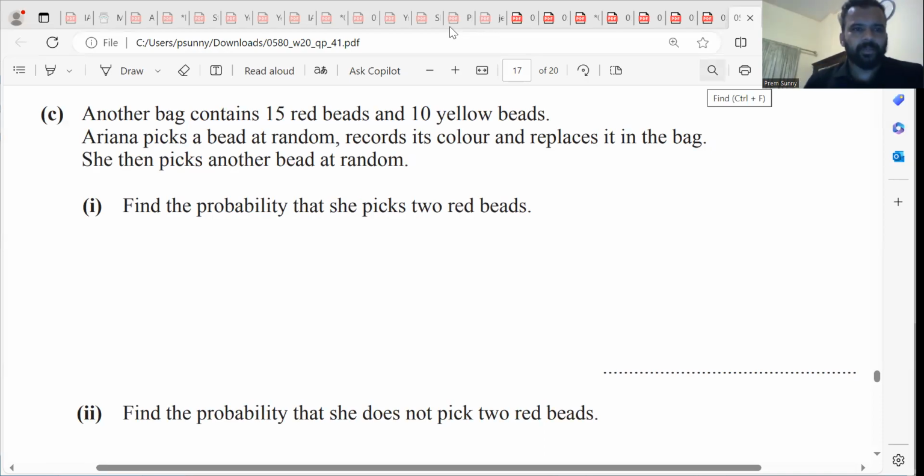Hi, welcome back. So in this question, we are going to discuss tree diagrams. So let's read the question.